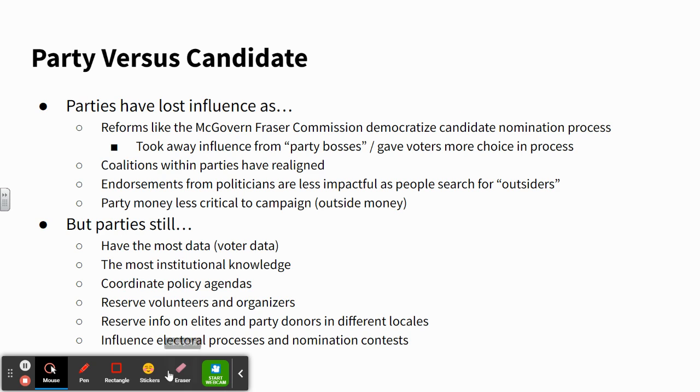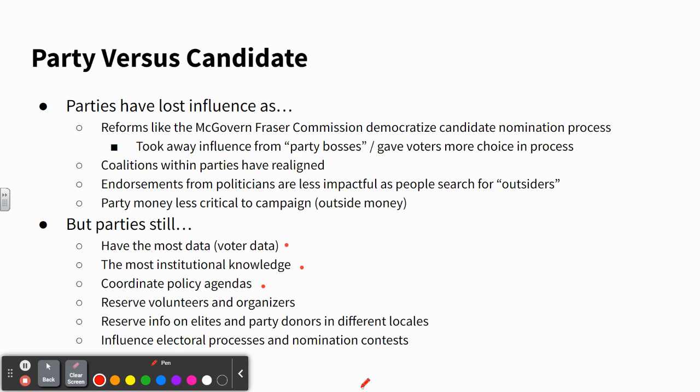They have the most data available to them: voter data. They have ways to access this, and the consultants play a role in accessing this somewhat too. But the parties kind of run this one and can get this to all of their candidates as they go through that process. They have the most institutional knowledge. There's a lot of experience within the party, the inner workings of organizing. There's still a lot of power as you think of how votes run along party lines. So there's obviously a lot of power still in that knowledge and the power that they hold. And they're obviously going to coordinate the policy agenda.